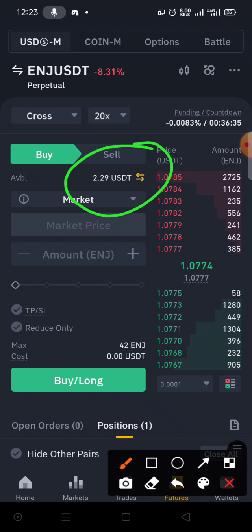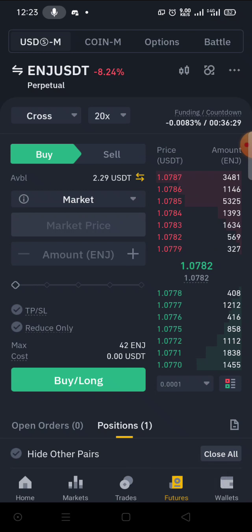So that's why if I'm making profit, it shows in my available. Now if I'm losing, it shows in my available. This is the essence of the cross. Let's assume you have $100 worth of USDT and you want to trade with it.